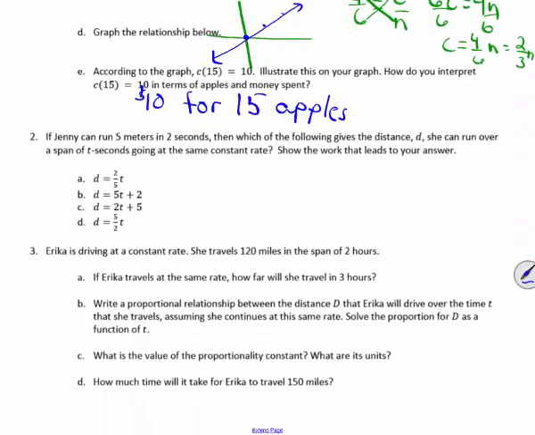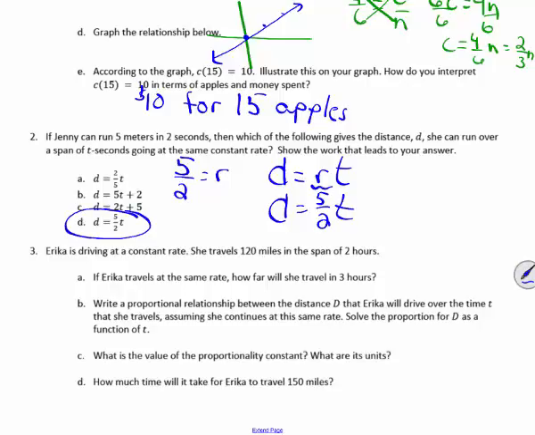Okay, moving on. Jenny can run 5 meters in 2 seconds. Which of the following gives the distance she can run over a span of t times? Remember we did this before, D equals RT, right? So we have to know what our R is, which is our unit rate for this. So we're going to have 5 meters in 2 seconds. So 5 over 2 is going to be R. So we have D equals 5 halves T, which is choice D.